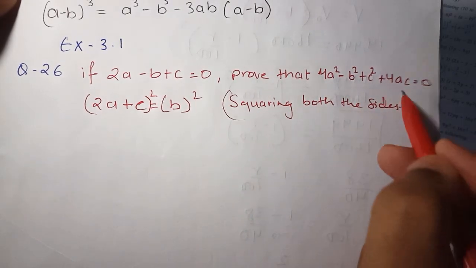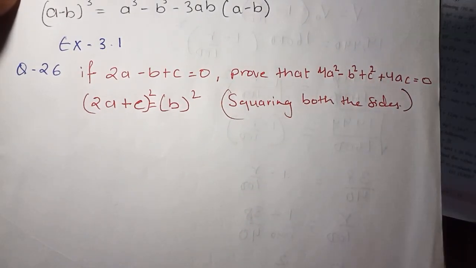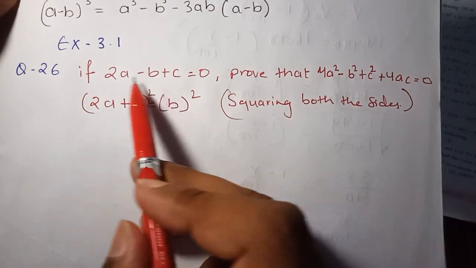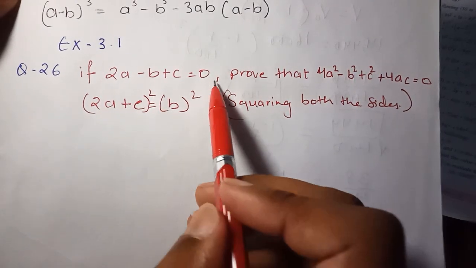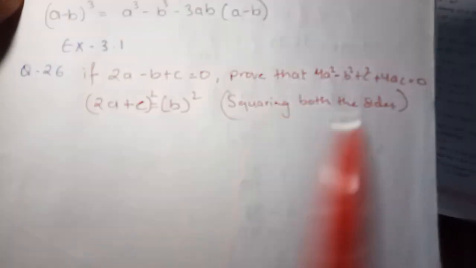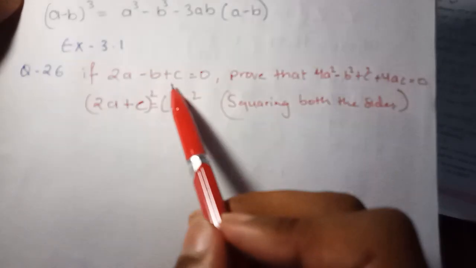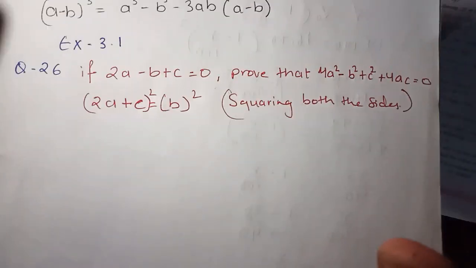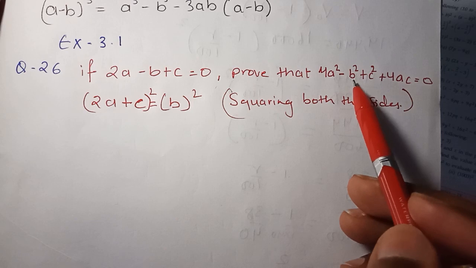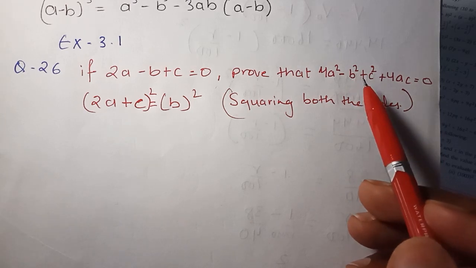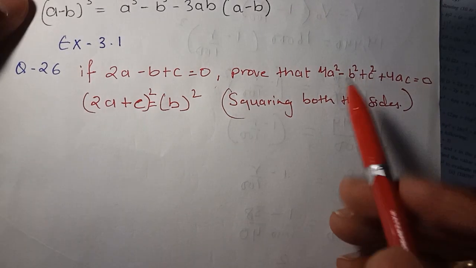And you might be thinking why I am squaring both the sides. If you look at what is given to you and what you have to prove, there's a difference. And the difference is that in what is given to you, there are no squares. And over here, there are squares. So that's why we are squaring.